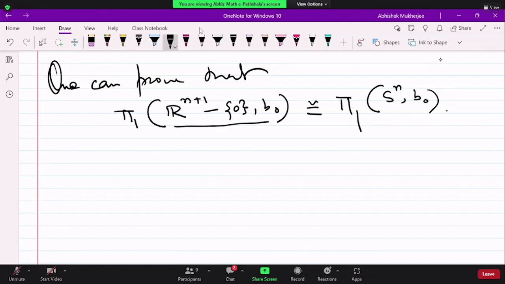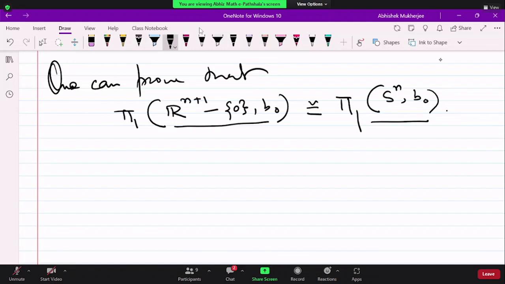And this can be proved, since the space is simply connected, right? So if you take any closed path in it, then it can be shrunk to some point continuously. And deleting any finite or countably many points from an n-dimensional Euclidean space doesn't affect the path connectedness. So therefore, it is simply connected, and this group will be a trivial group, right?